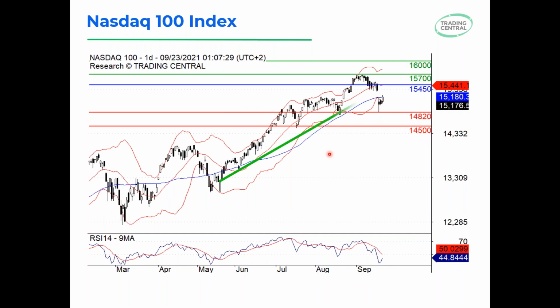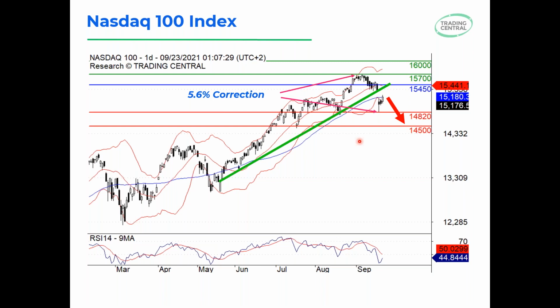Now, how about tech stocks, technology stocks? This is the NASDAQ 100 index. It's about the same case. The rising trend line has been broken, okay? So we have to turn bearish at the moment. And key resistance at 15,450, okay? Immediate support is at 14,820. So how deep is the correction this time?